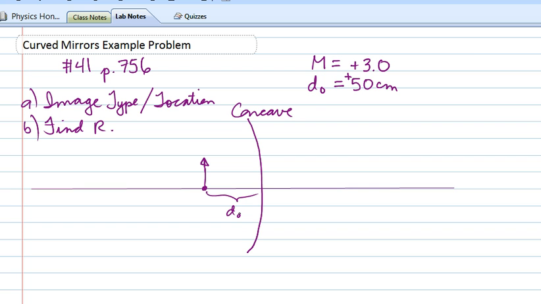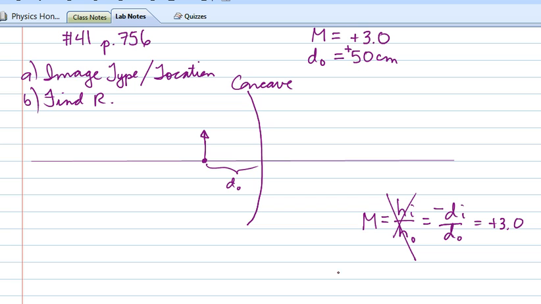And another thing that we can do with the magnification is that this is equal to the height of the image over the height of the object, or negative image distance over object distance. Now, image height and object height, we have no information, so we can't use that, but we do have the object distance, so we can simply write that d image is negative 3.0 d object, so that's negative 150 centimeters.